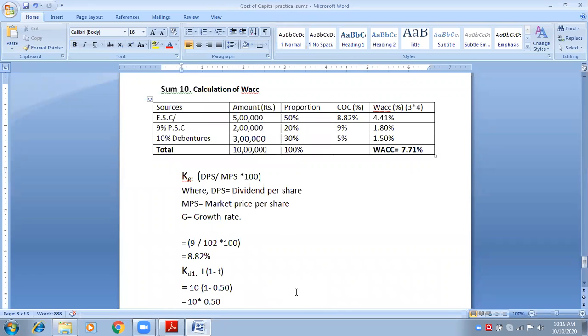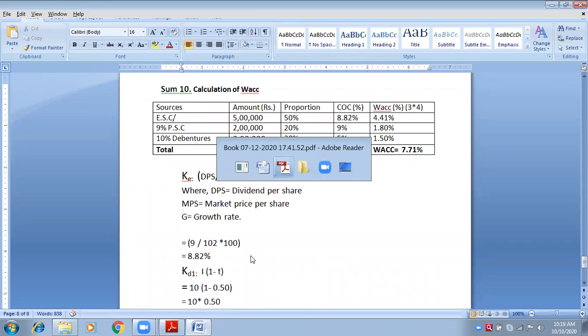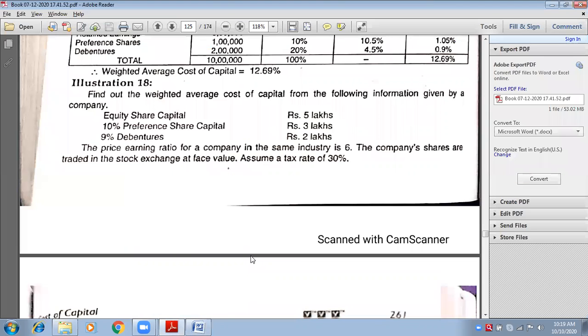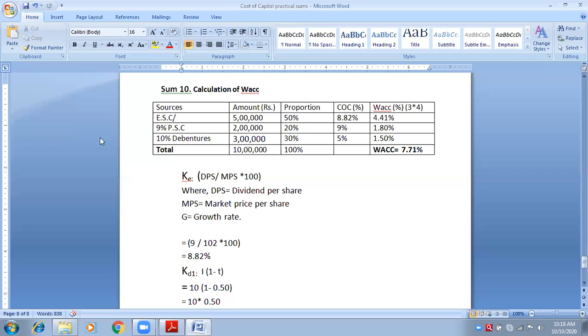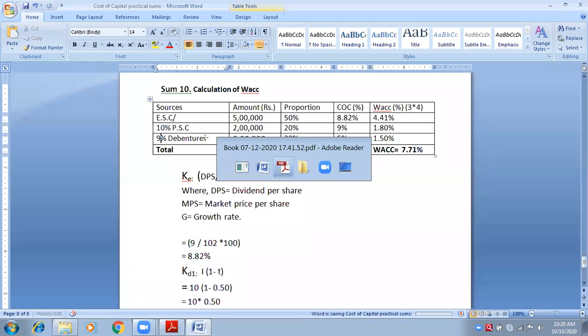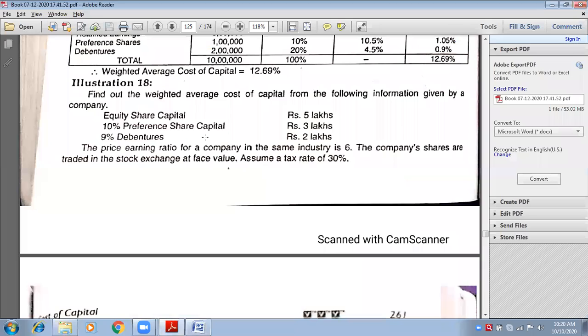Now look at this question. सबसे पहले सोर्सेस में क्या क्या दिया हुआ है? इक्विटी, 10% प्रेफरेंस, 9% डिबेंचर्स. So it is equity, 10% preference and 9% debentures. Is it right? Is it correct? Yes, 10 and 9%.